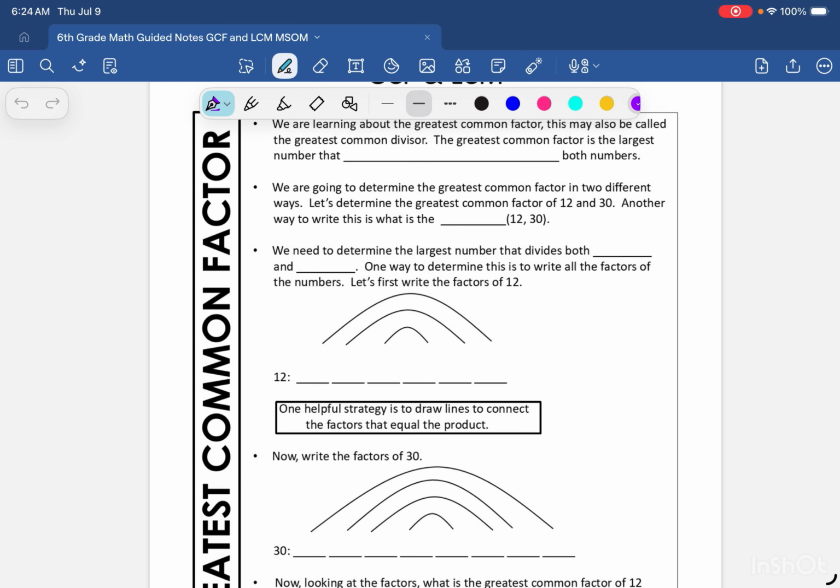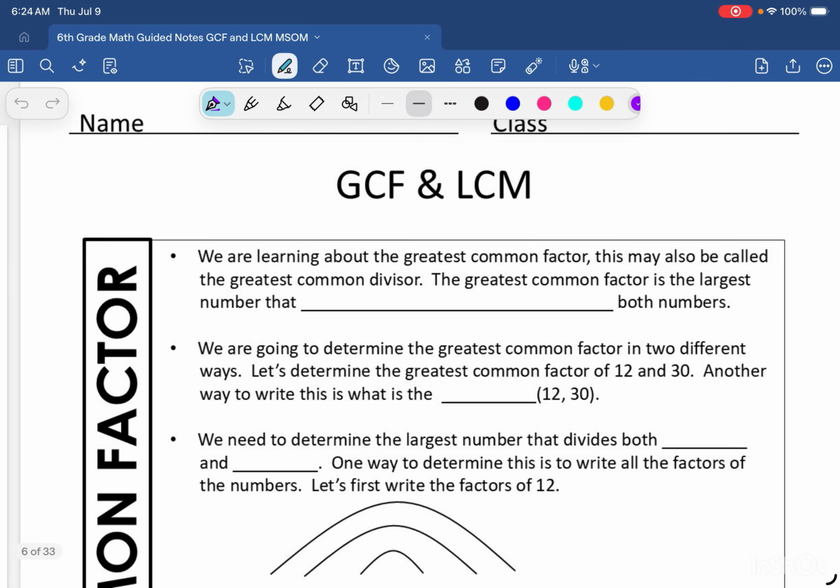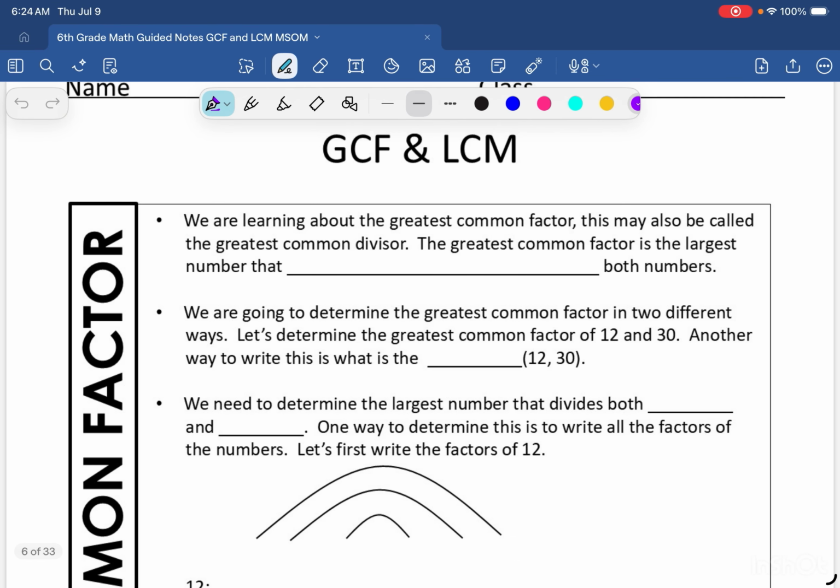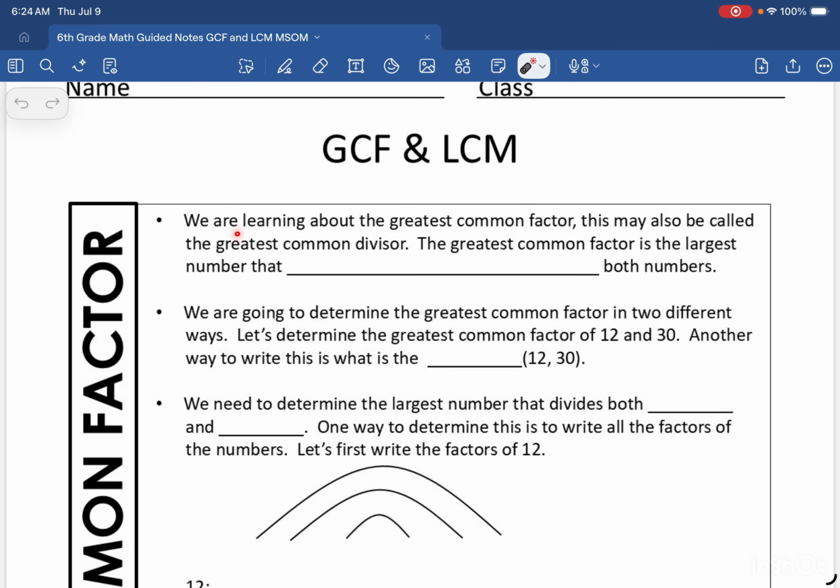Everyone, welcome to the greatest common factor and least common multiple guided notes. Let's get started. We are learning about the greatest common factor. This may also be called the greatest common divisor. The greatest common factor is the largest number that divides both numbers. We are going to determine the greatest common factor in two different ways.